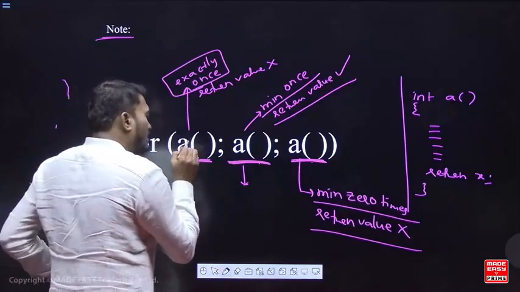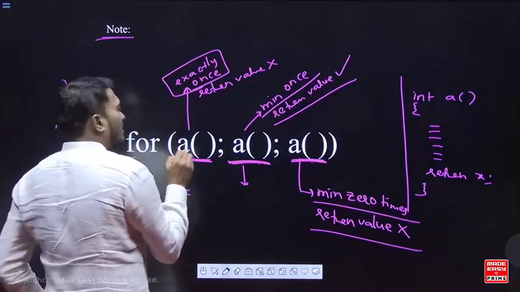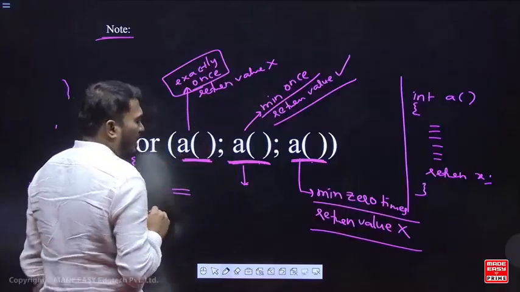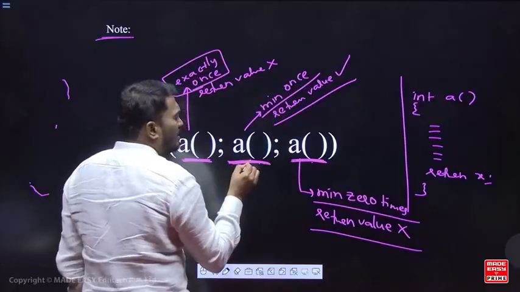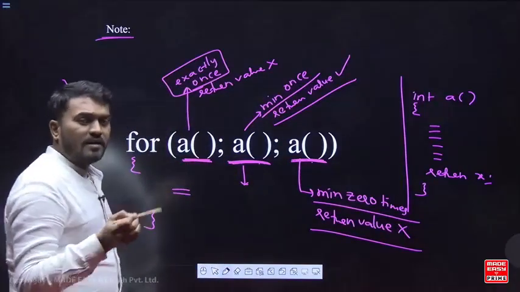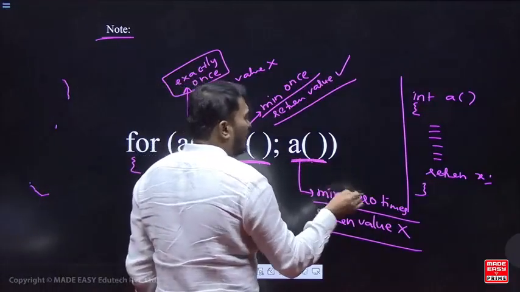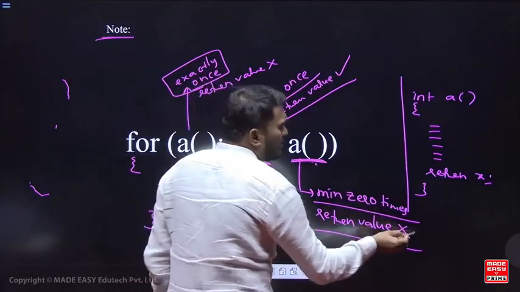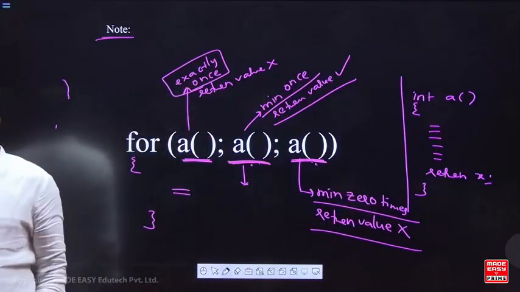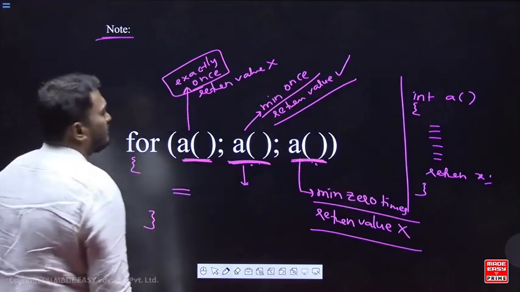So this will execute exactly once. Why? Because this is called initialization and all that. This will execute exactly once, and the return value does not matter. And next, this will execute minimum once, and the return value matters, because if the return value is non-zero you consider it true, and if the return value is 0 you consider it false. And next, this will execute minimum 0 times, because if this condition fails the first time itself, you will not execute this. So for this also the return value does not matter. Is this clear for everyone? So copy that, write it in your own way, whatever you want to write.